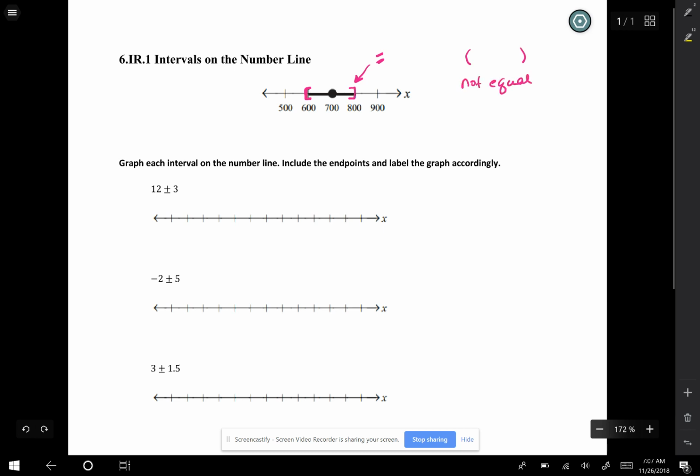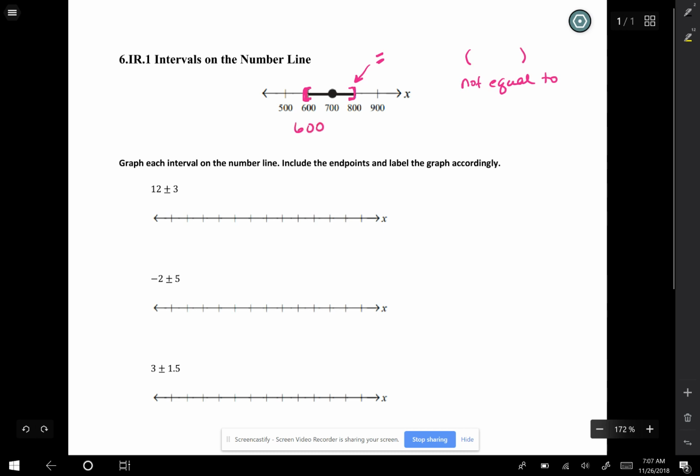So when you're looking at the examples, some of them will say to include the endpoints and some will say do not include the endpoints. If you're including the endpoints, that means it can be equal to that number. So we use the brackets. If it does not include the endpoints, that means it goes up to but does not include, or is not equal to, that number. Okay, the other thing you'll notice here, there's a couple of ways we can write this.